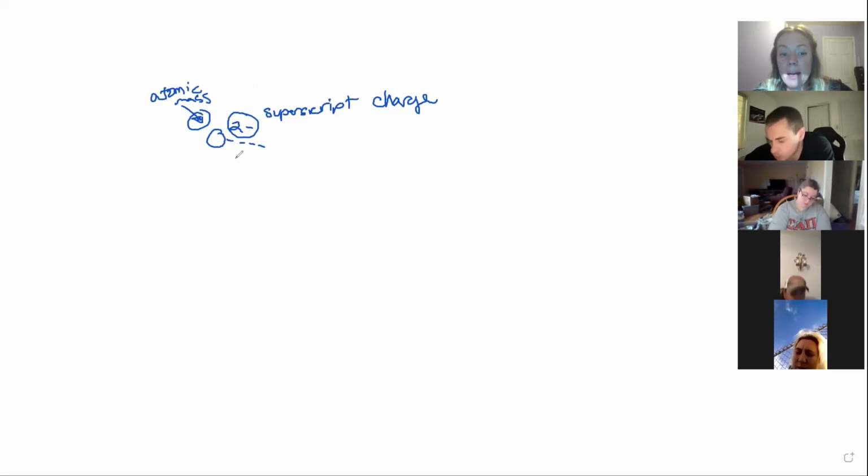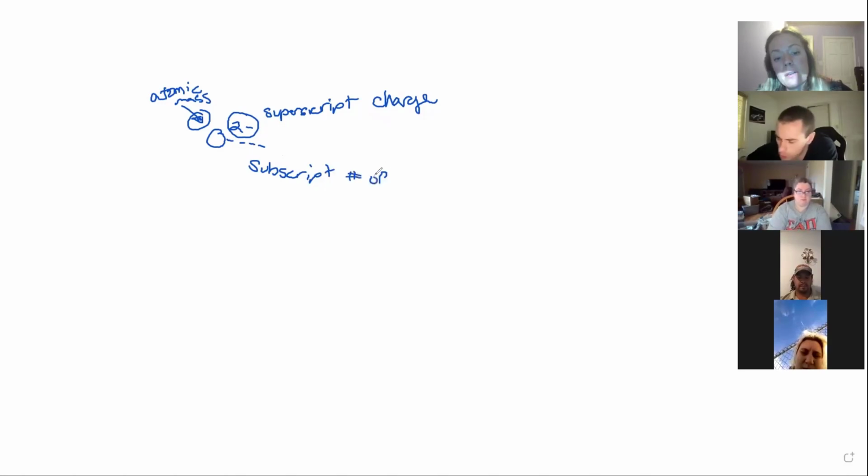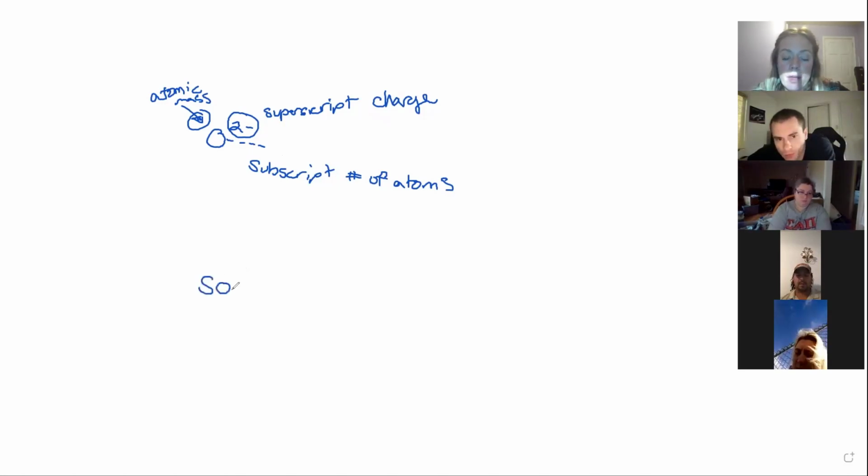Subscript is talking about the number of atoms. If I write something like this, this is sulfate, a polyatomic ion, SO4 2 minus. There is 1 sulfur and 4 oxygens. The subscript tells me how many oxygens there are. The superscript tells me what the charge is. The overall charge is 2 minus.